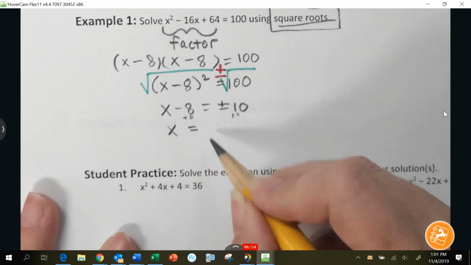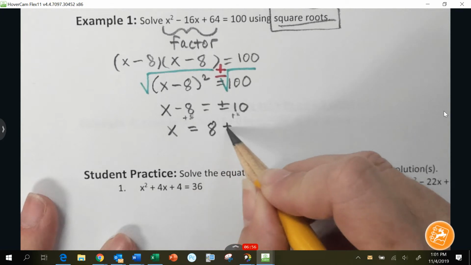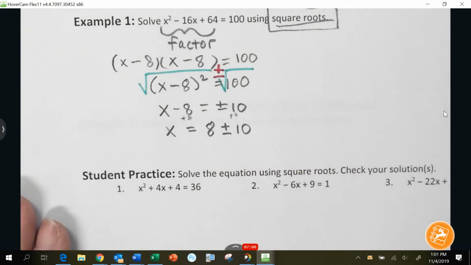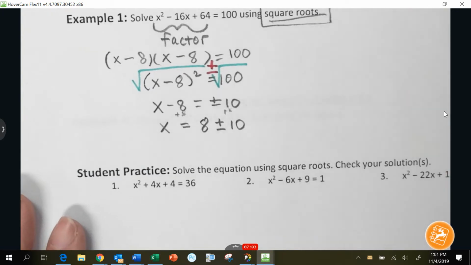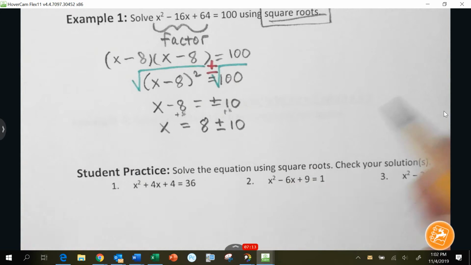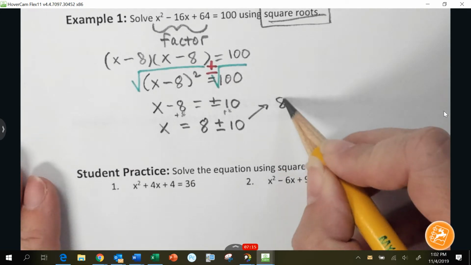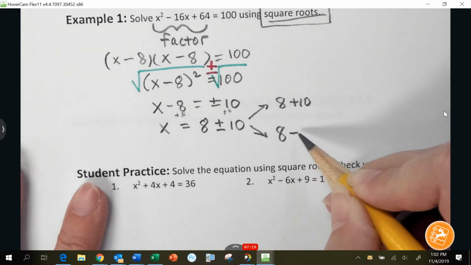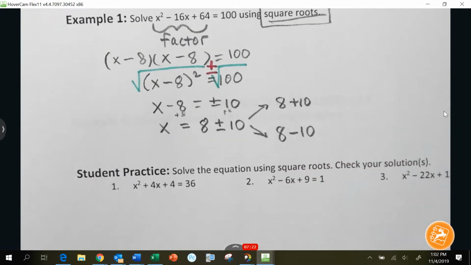So I have x equals 8 plus or minus 10. I'm still not done, because do you have the ability of adding 8 and 10 and then combining to a simplified answer? Yeah. So if you have that ability, then you should use it. So I'm going to be adding 8 plus 10. I'm also going to be subtracting, 8 minus 10. So I'm going to get 2 answers.